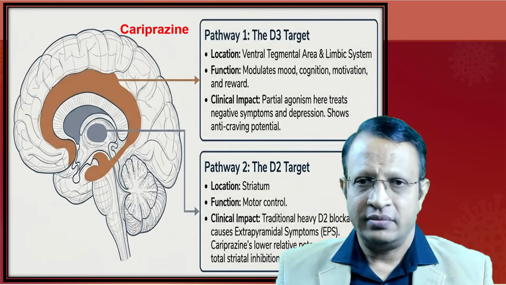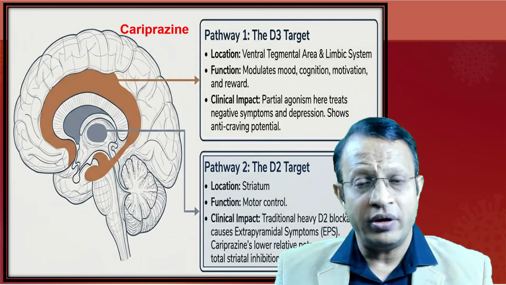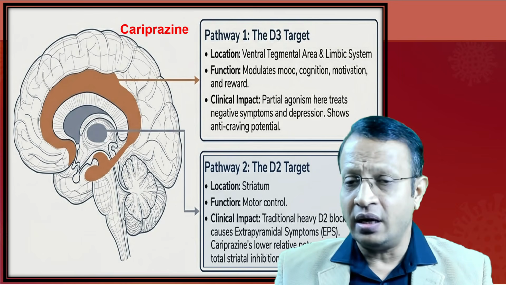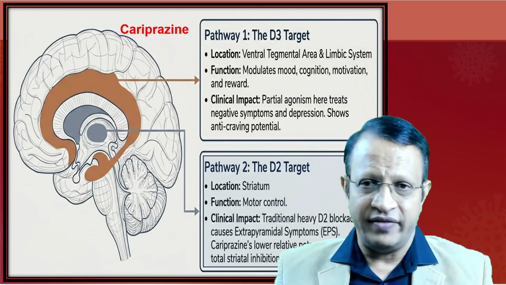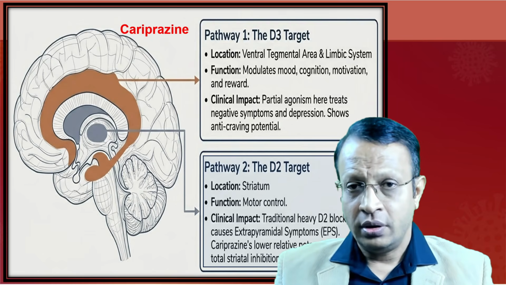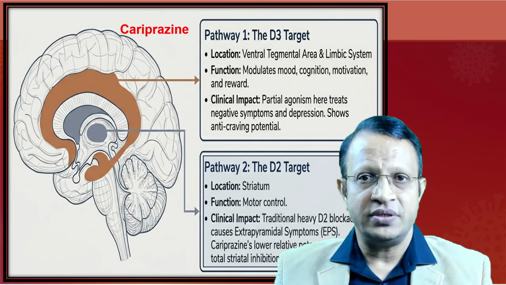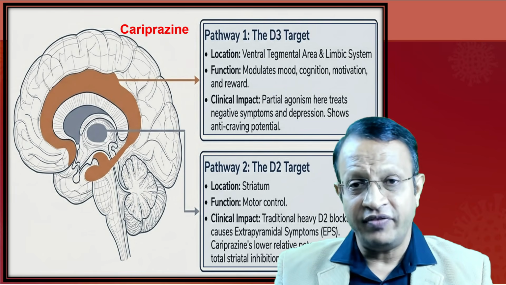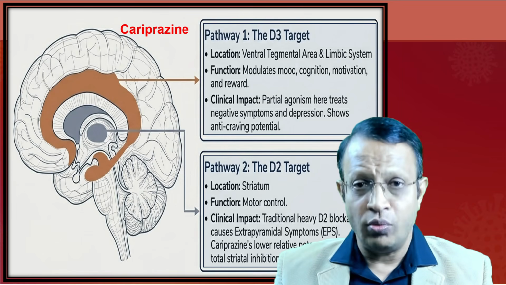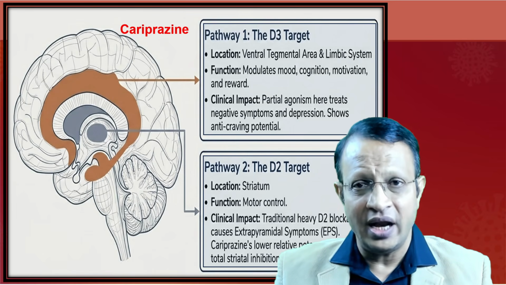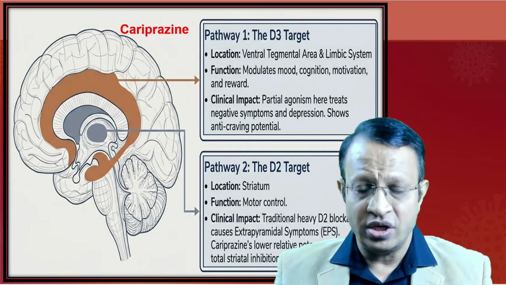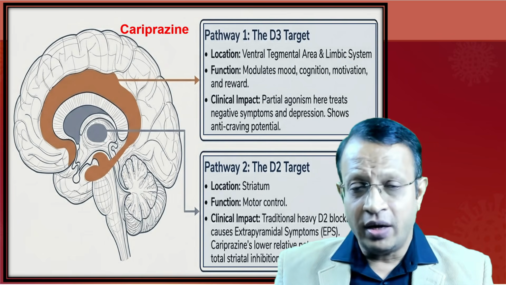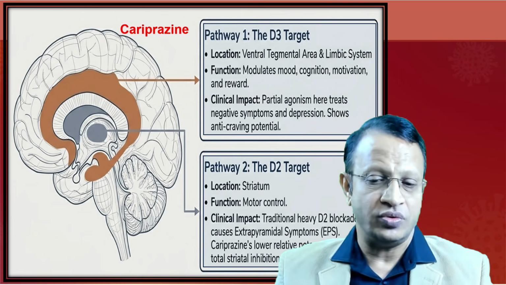You can see here clearly, invariably all antipsychotics target D2, which functions in the striatum and controls motor symptoms, and as a result has side effects. By blocking D2, it improves psychotic symptoms. However, cariprazine, my dear friend, acts on D3 with high affinity, and D3 receptors are more commonly seen in the ventral tegmental area and limbic system. Why is this very essential? Because it modulates mood, cognition, and the reward pathway. This reward pathway plays an important role, especially in substance use.